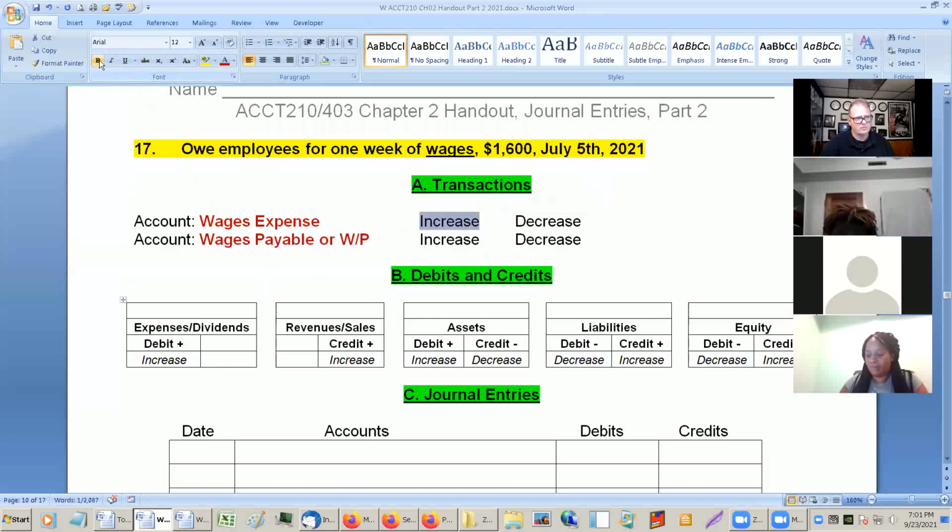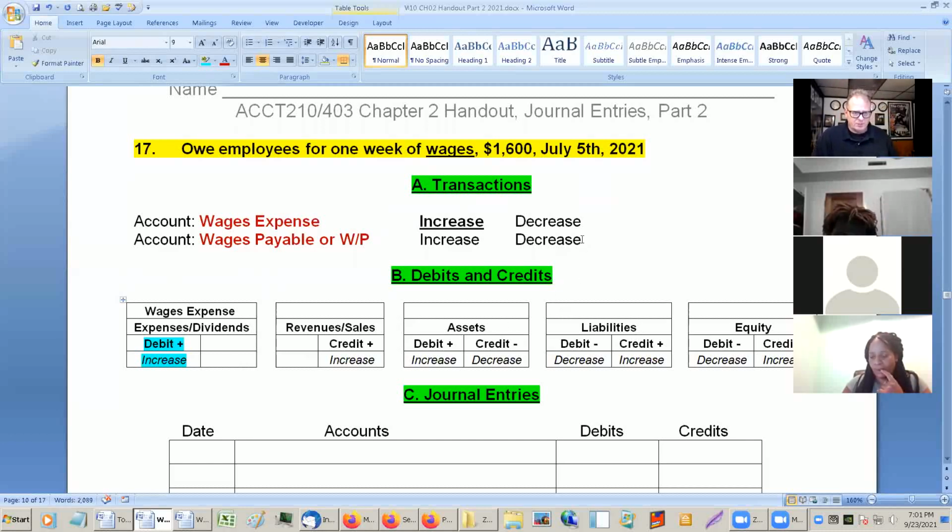Expenses always increase. And at this point, we can make the journal entry. There's the wage expense. Let's increase with debit. It can only be one thing. So this one we can make the journal entry. Wages expense is the debit. We know the wages payable will have to be the credit.